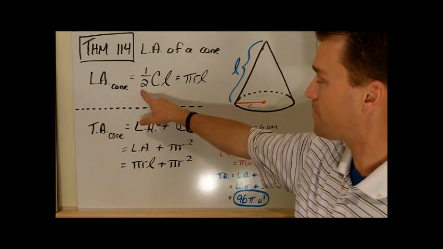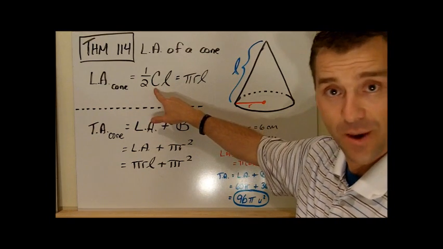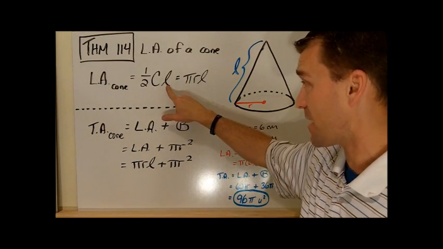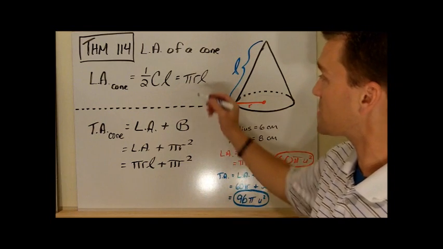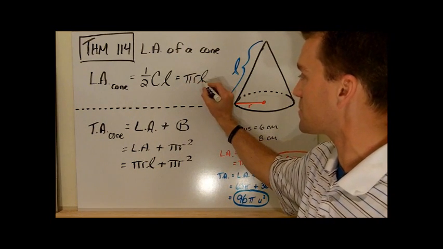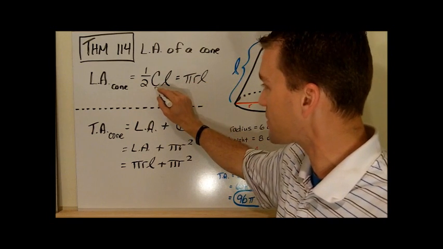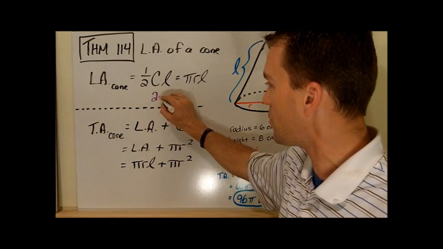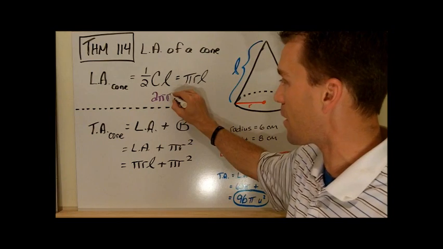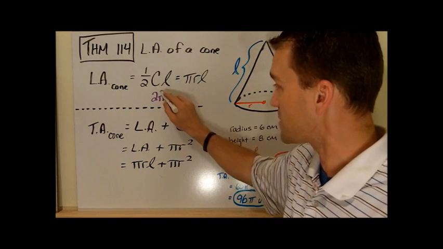It's 1/2 times the circumference of the base times the slant height of the cone. Now, if you notice, I've actually rewritten it as pi r l. How did that come about? Well, watch this. The circumference of a circle is just 2 times pi times r. Now watch. Remember, that's the circumference.